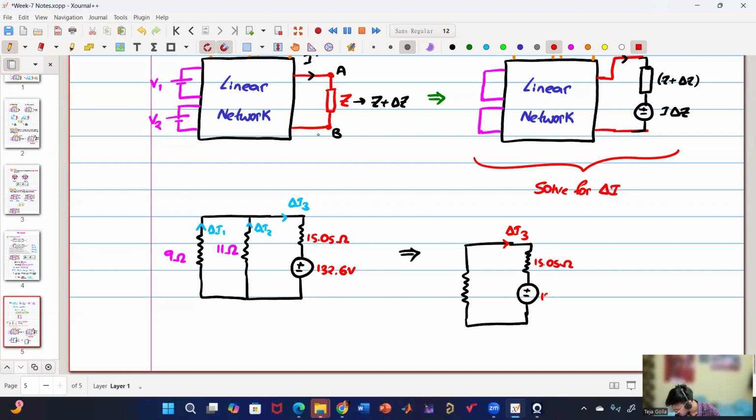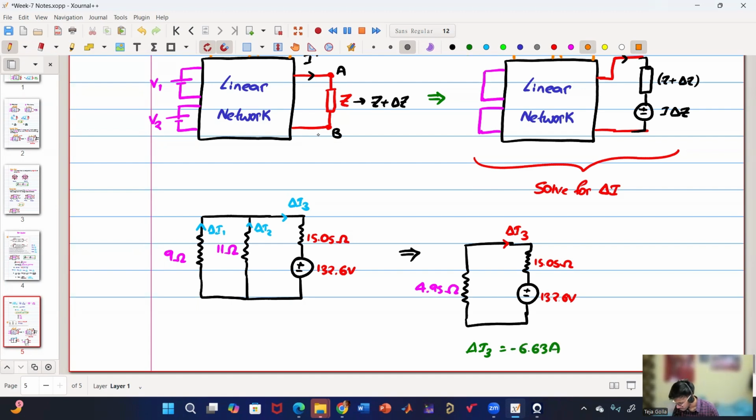Okay, so this is our 4.95 ohm. Now can anyone calculate what is the value of delta I3? Six point six three, sir. 6.63, plus or minus? Minus, sir. Minus 6.63 ampere.